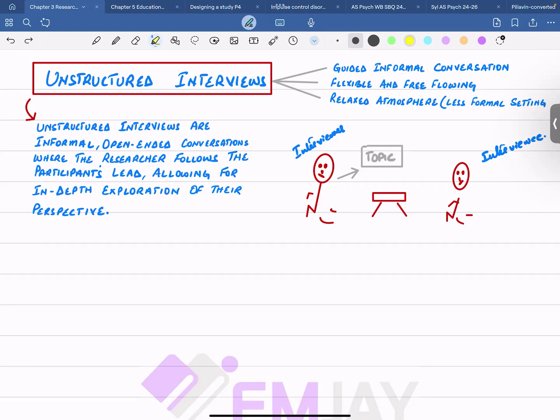So yeah, unstructured interviews, like I had said earlier, are more like guided informal conversations. They are flexible and free flowing, and they usually take place in a very relaxed environment.